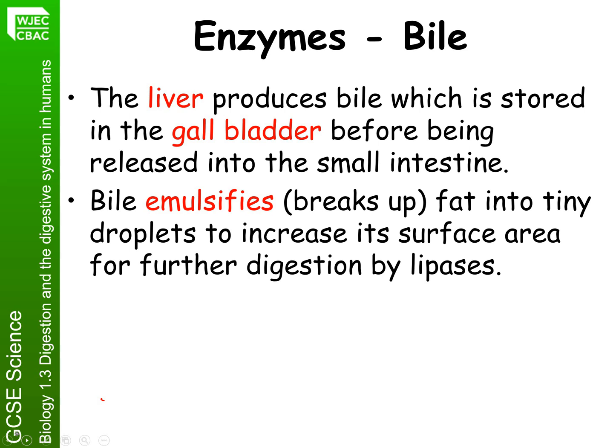The first one is to emulsify or break up fat into tiny droplets. So fat tends to stick together in big drops. By breaking it up, by emulsifying it into smaller droplets, the fat then has a much bigger surface area. So the lipase enzymes are able to get to more of it to allow them to digest the fat more easily. So the first role of bile is to emulsify fat.